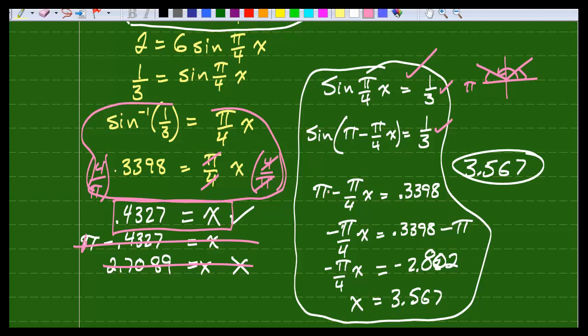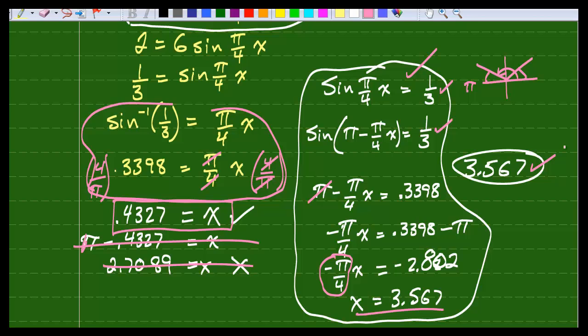Subtract pi from both sides. That means that's gone. And then we get 0.3398 minus pi is negative 2.802. Multiply by the reciprocal. Multiply this by 4 and divide by negative pi, and we get x equals 3.567, which was the answer that we knew it had to be from the graphing calculator.